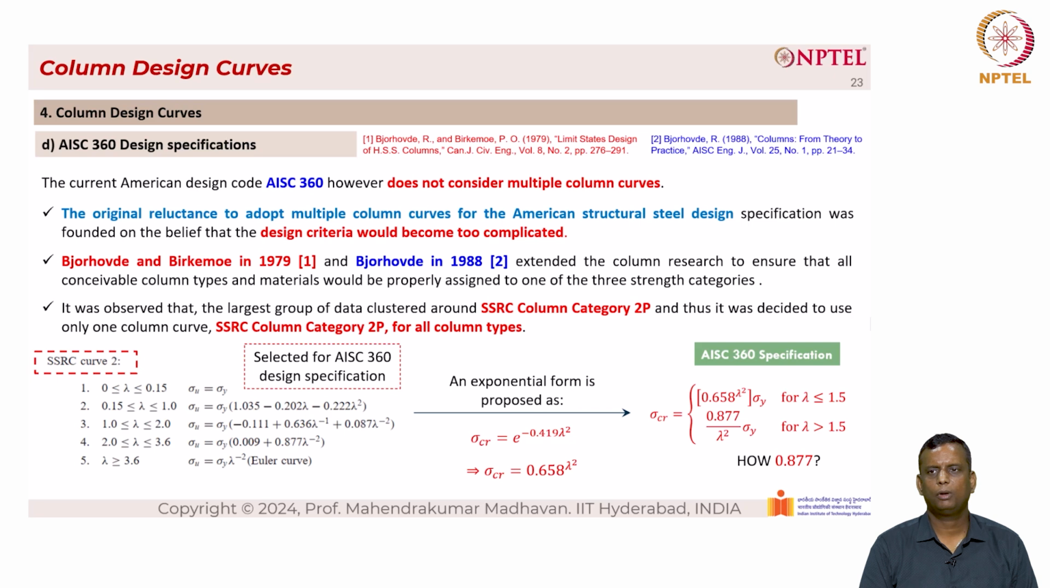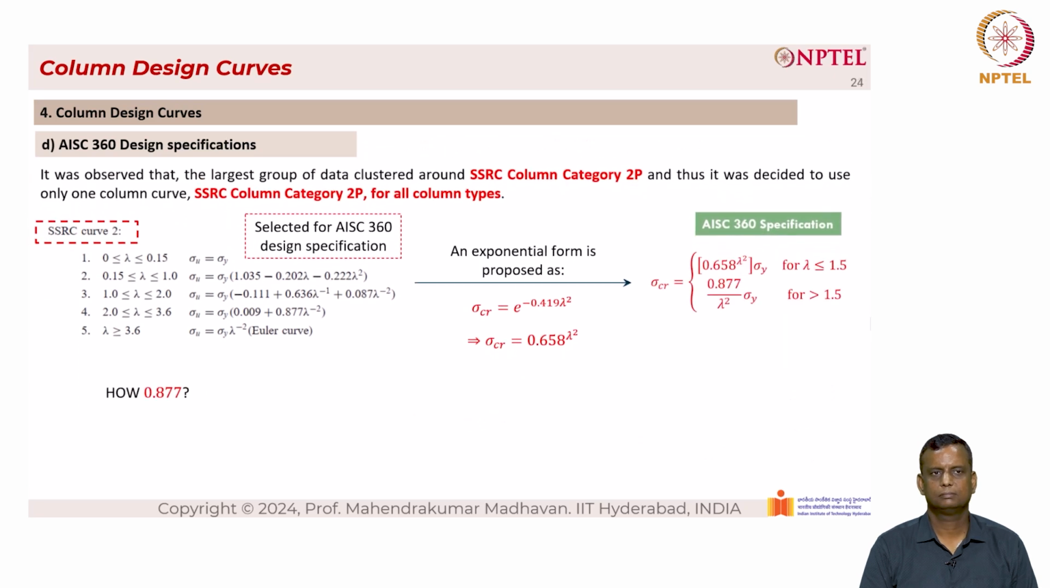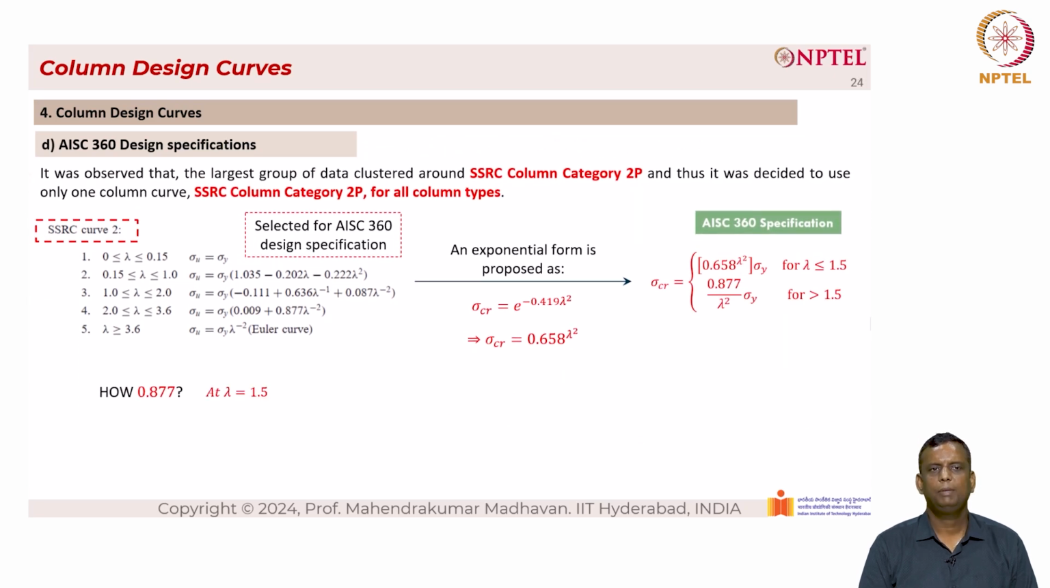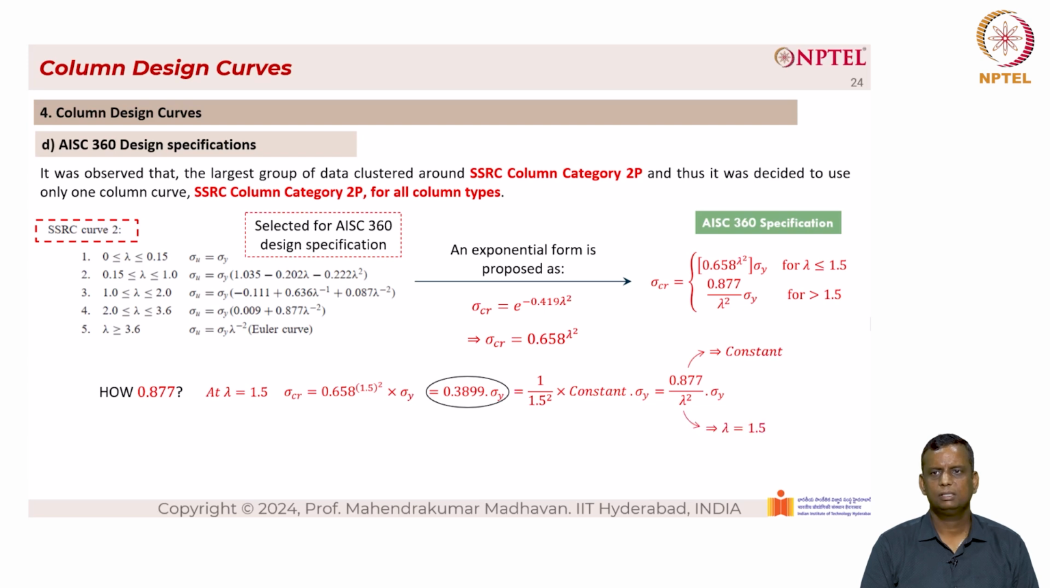Now, how did we get 0.877? At lambda equal to 1.5, we have sigma critical equal to 0.658 power 1.5 square into sigma y, which gives us the value 0.3899 into sigma y. Now, this should be equal to 1 by 1.5 square into a constant, which is what we are planning to determine, into sigma y. So this gives rise to the value 0.877 by lambda square into sigma y. The 0.877 is the constant, and the lambda square at the bottom is the value at lambda equal to 1.5.